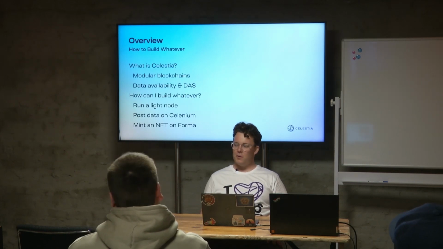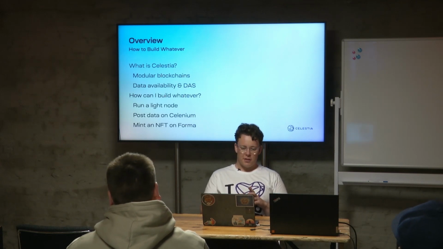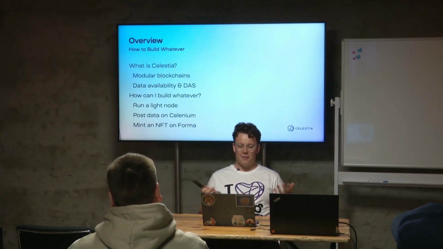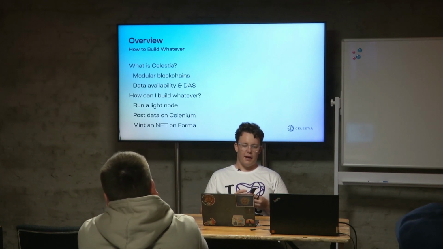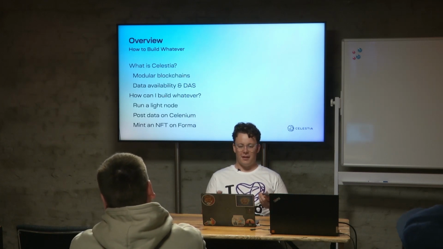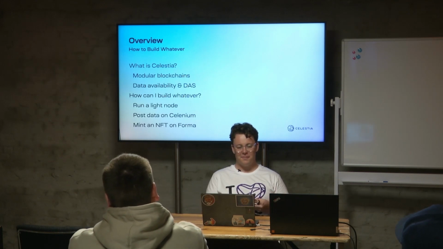So a little overview of the workshop. I'm going to be going through what Celestia is and what modular blockchains are. I know for sure a lot of you are familiar with this, but we're going to go over data availability and data availability sampling. And we're going to talk about how you can build whatever, and what "whatever" is. But that's the thing, you could do whatever you wanted.